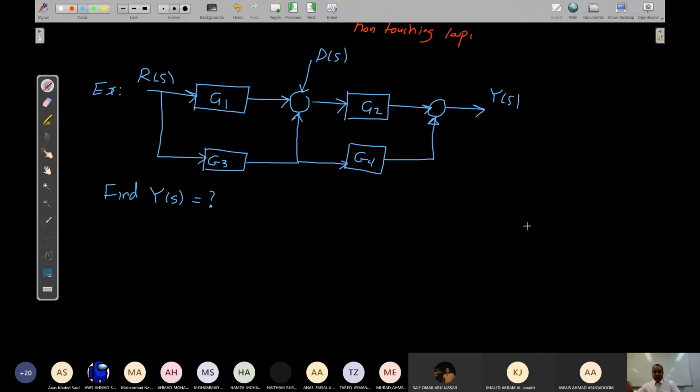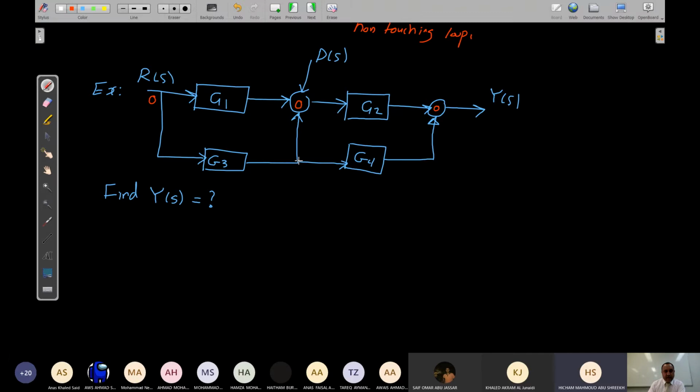We convert it to the signal flow graph. Signal flow graph, we call it SFG. Okay, so how many nodes do we have here? 1, 2, 3, 4, 5. So you stated that here is a node, here is a node, here is a node, and here is a node, correct?